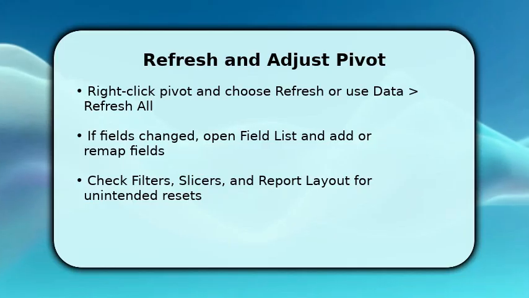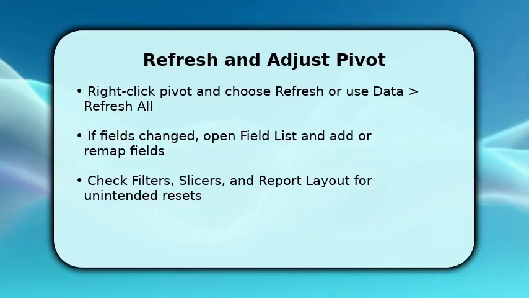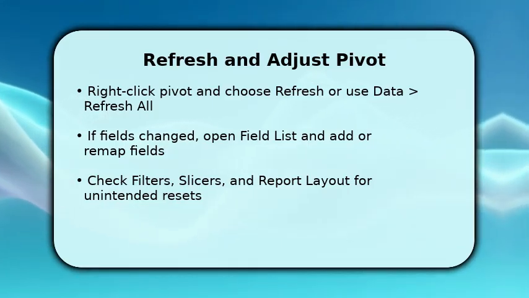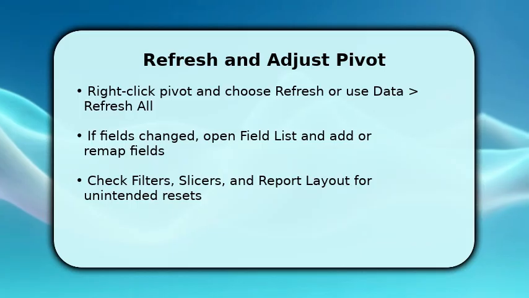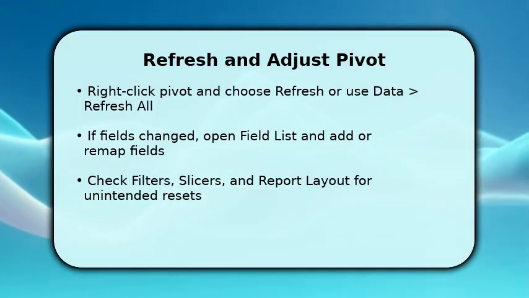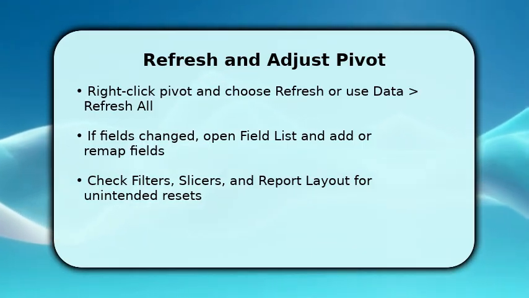Now refresh the pivot to pull the new rows into the cache. Right-click the pivot and pick Refresh or hit Data, Refresh All. If columns were added or renamed, open the pivot field list and drag new fields into rows, columns, values, or filters. You may need to change aggregation types, sum, count, average, to reflect the new data.